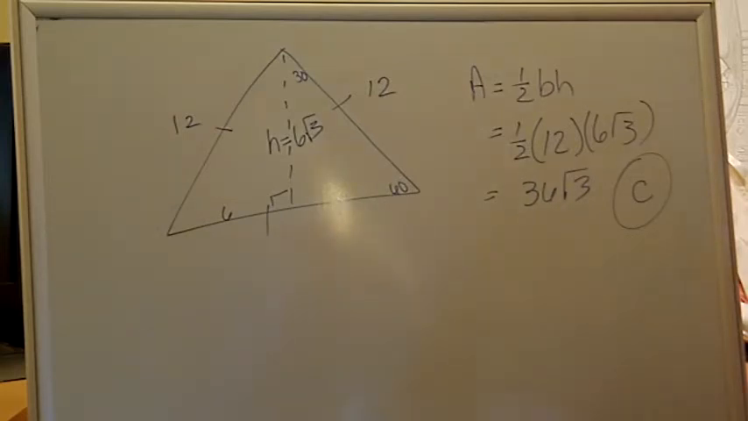Okay, the next question, it should be 50. I can't see my numbers. Determine the point of intersection of the following system of equations. Okay, there's multiple ways to work this.